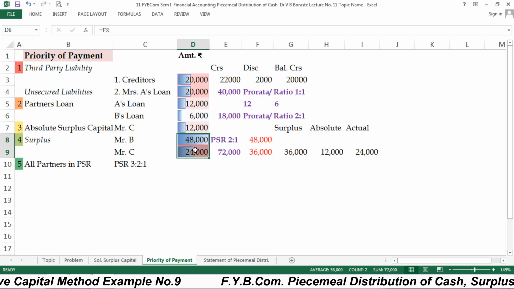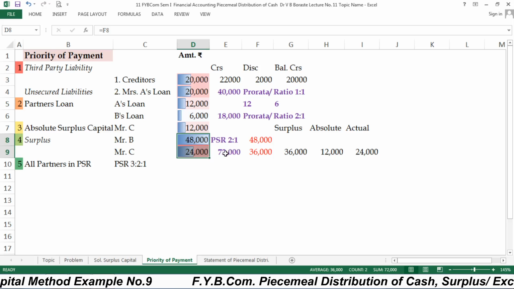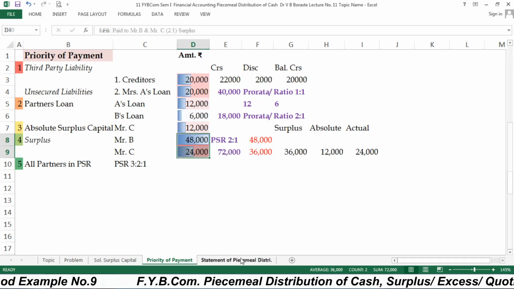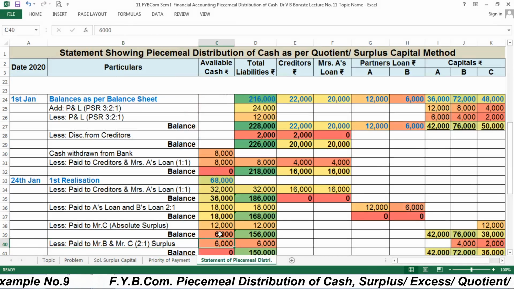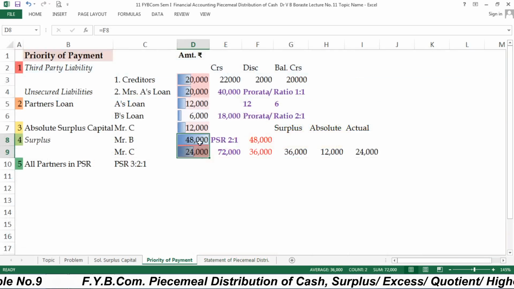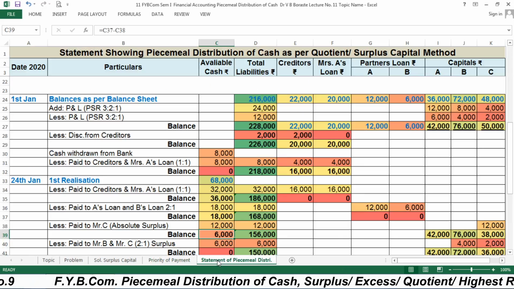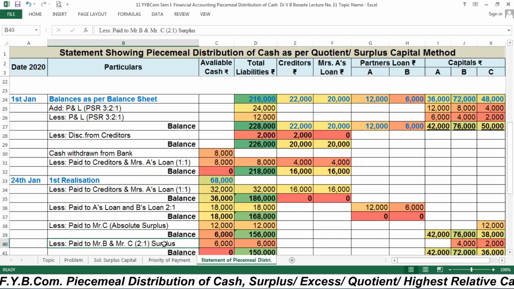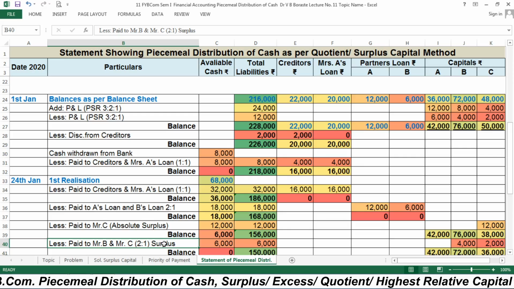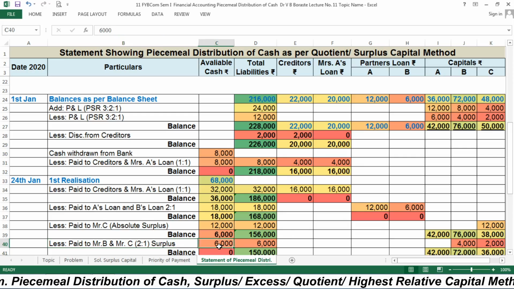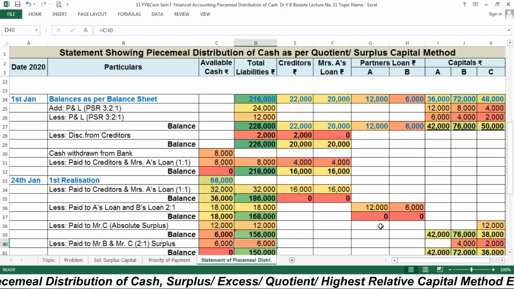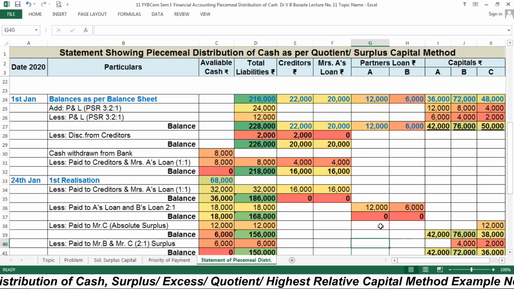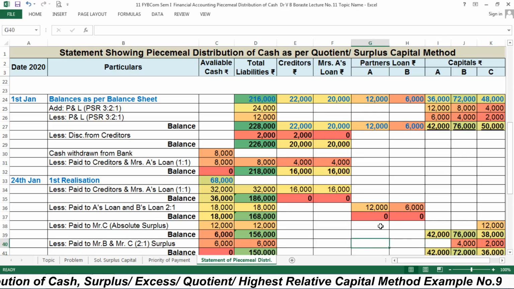of these two surplus amounts. If we don't have 72,000, we have to use the ratio, that is 2:1. Here we have only 6,000. That means we don't have 72,000. We can pay 6,000 in the ratio of 2:1, that is surplus, less paid to Mr. B and Mr. C in the ratio of 2:1. So cash will be reduced by 6,000, total liability will be reduced by 6,000, and it has to be distributed to B, 2 share and 1 share to Mr.